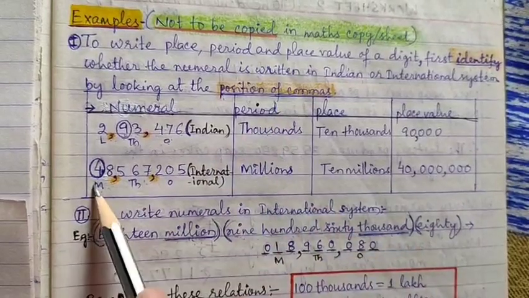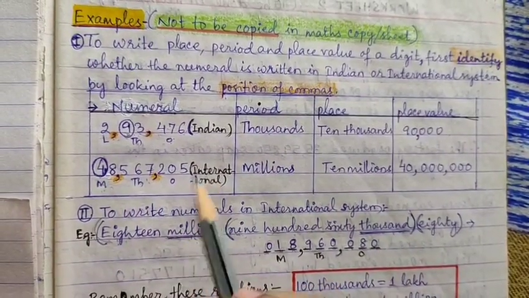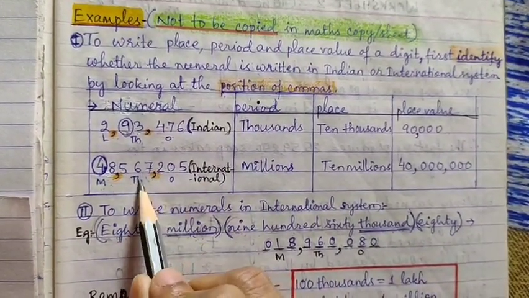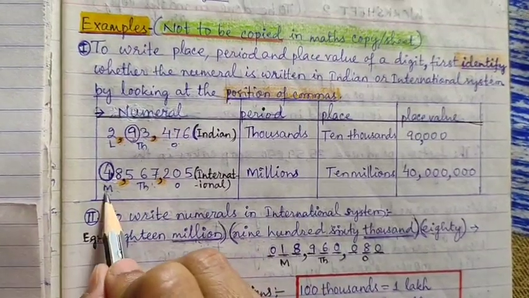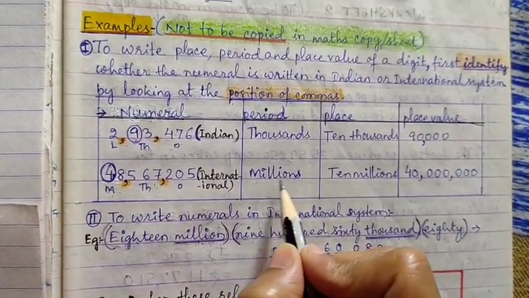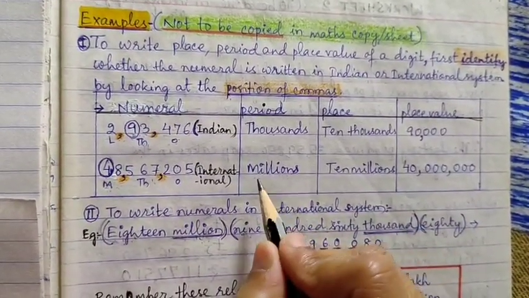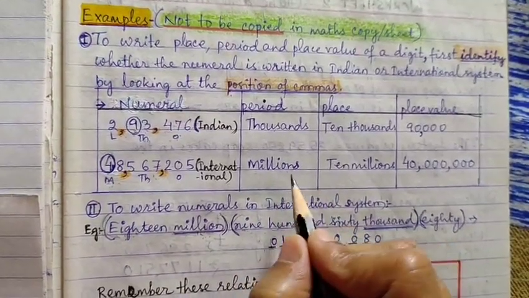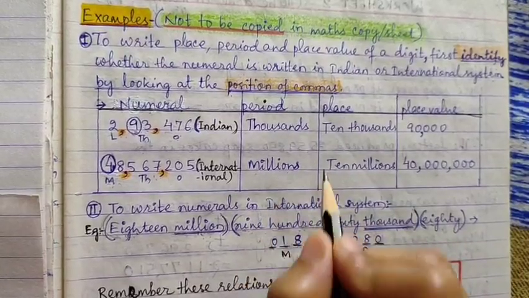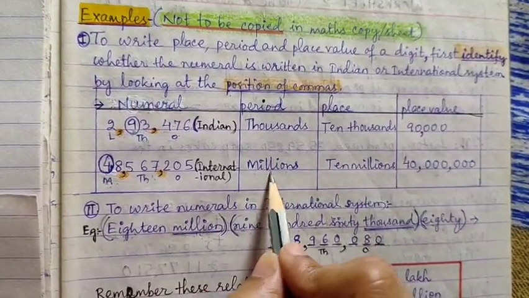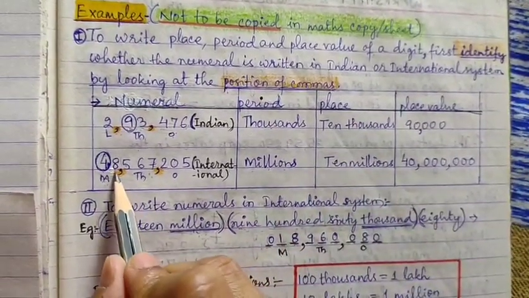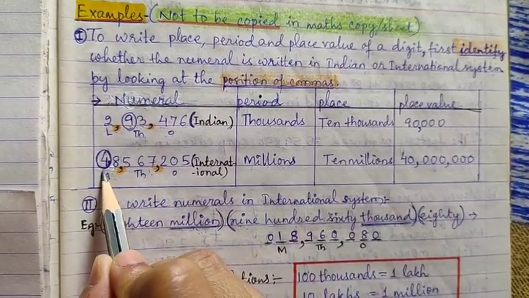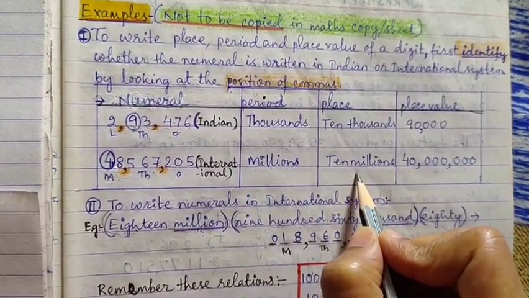What is the period of 4? As it is in the international system, this is ones, this is thousand, this is millions. So the period of 4 is millions. Children, a lot of children spell million wrongly, they write MILLO. It is not that, it is millions. So millions is the period. The place is, this is millions, this is 10 millions. So the place is 10 millions.